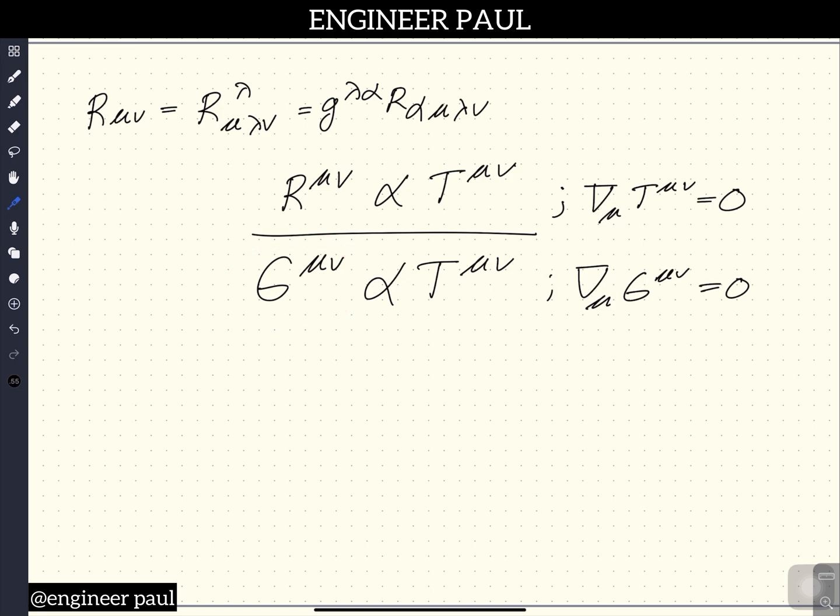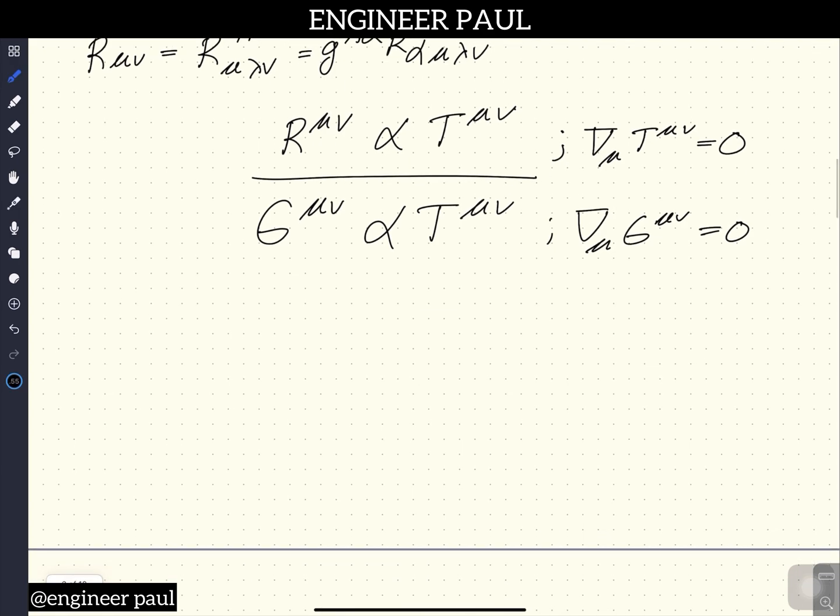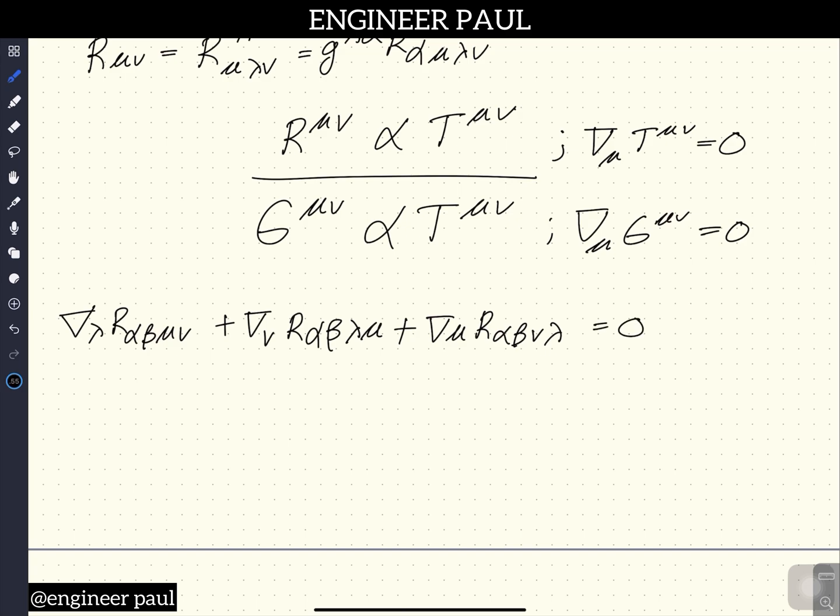So now, let's go to the differential Bianchi identity for the Riemann tensor, given by the equation from the tensor calculus, differential Bianchi identity, given by this equation, the covariant derivative of the Riemann tensor. So this is the differential Bianchi identity of the Riemann tensor.